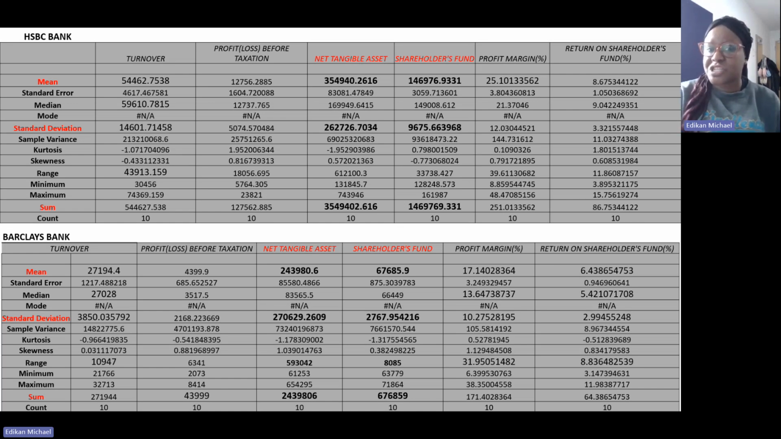Lastly, it can be seen that the sum of HSBC's total is significantly higher than that of Barclays. It can be seen that HSBC's sum for net tangible assets and shareholders funds is higher than that of Barclays. While HSBC demonstrates a larger scale in financial performance with higher means, larger sums and more significant variability in both net tangible assets and shareholders funds, Barclays, as seen from this analysis, shows high stability. This is because Barclays has low standard deviation in shareholders funds, which means lower risk for them.